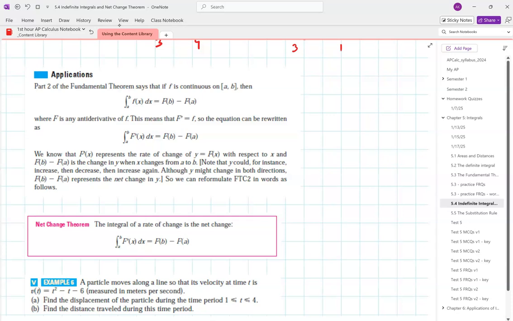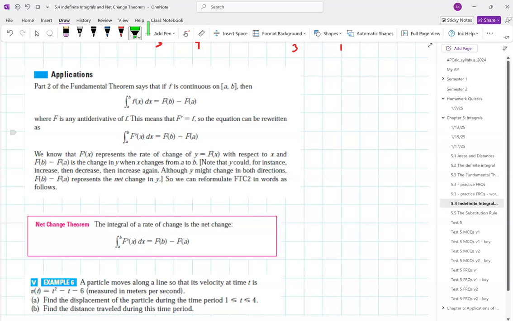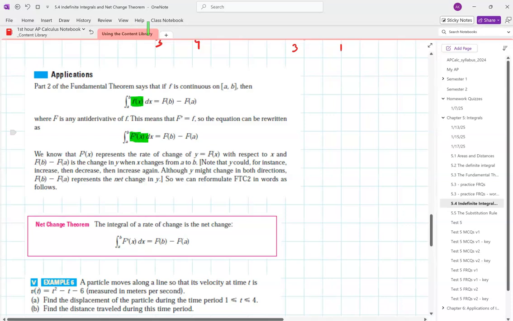So a little application here. Part 2 of the fundamental theorem of calculus says that if f is continuous on the closed interval from a to b, then the integral from a to b of f of x is equal to the antiderivative of f valued at b minus the antiderivative of f valued at a. Or in other words, I can rewrite f of x as just the derivative of capital F. Right? Means the same thing.